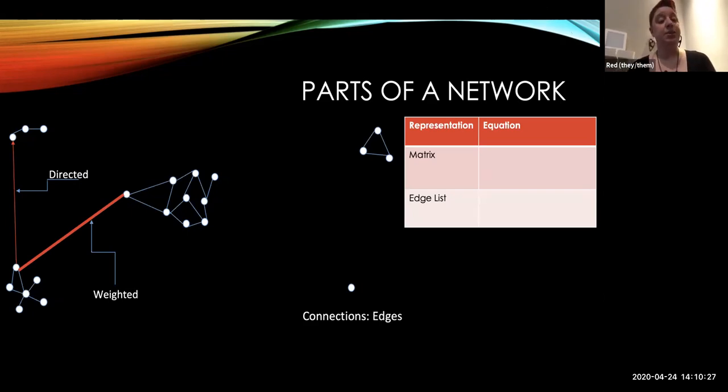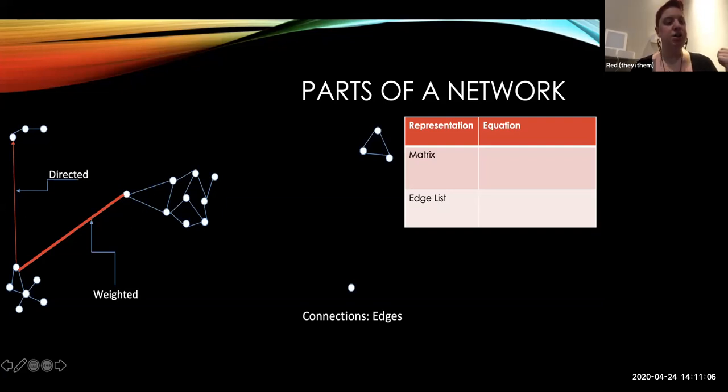There are different types of connections that you can have in a network. You can have an undirected, unweighted edge, like this blue one here. You can have a weighted edge where that particular connection has a higher priority or a higher weight than other connections in your network. So that particular line, for example, is thicker because there's a higher weight on that edge between these two dots than the weight on the edge between these two dots.